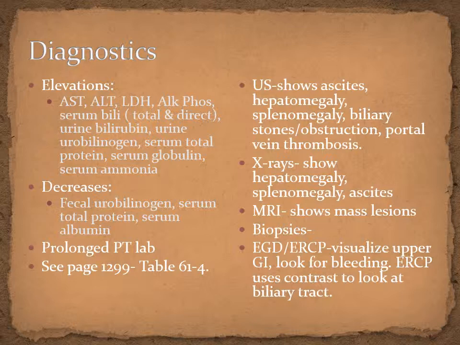So diagnostically, we're going to look for elevations in AST, ALT, LDHs, decrease in the fecal urobilinogen, serum total protein, serum albumin. They'll have a prolonged PT lab. You want to see page 1299, table 61-4 in your textbook. They may do an ultrasound, an X-ray, an MRI, a biopsy, and an EGD.